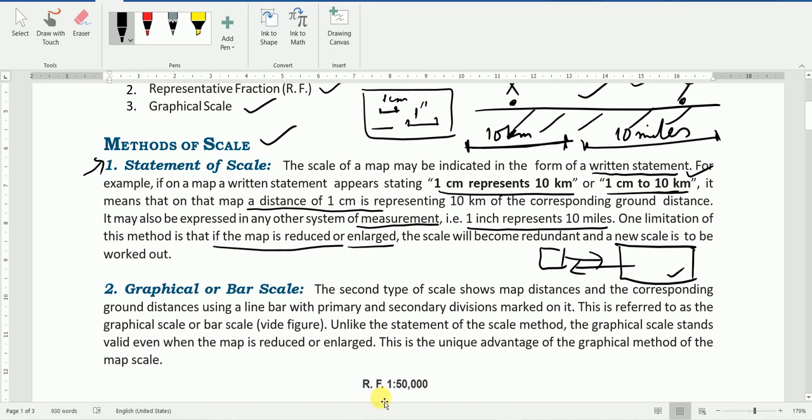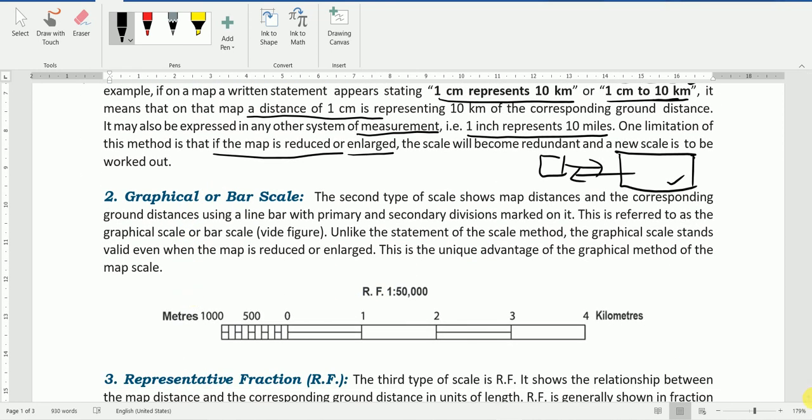Next we have the second one, the second method of representing scale, that is a graphical or bar scale. The second type of scale shows map distances and corresponding ground distances using a line bar with primary and secondary divisions marked on it. This is referred to as the graphical scale or bar scale, as given here. So this is an example of a graphical scale. It is also known as bar scale or linear scale.